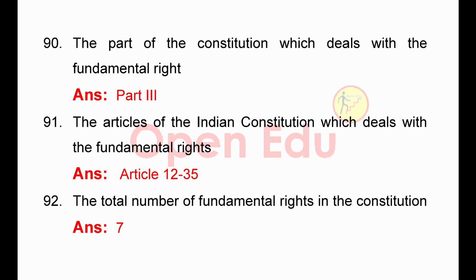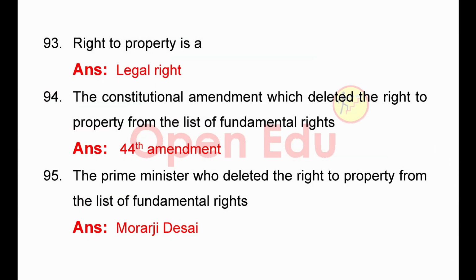The total number of fundamental rights in the Constitution is 7. Right to property is a dash right. It is a legal right. Right to property is a legal right.